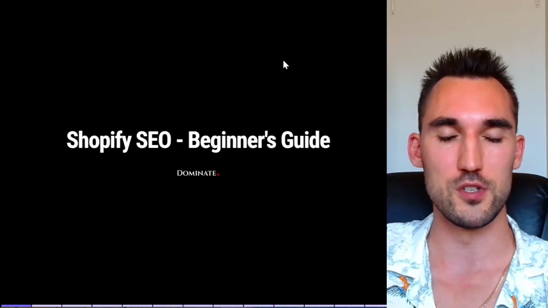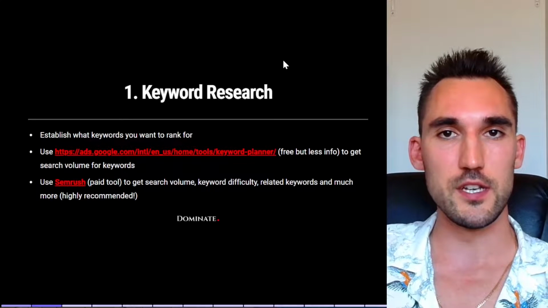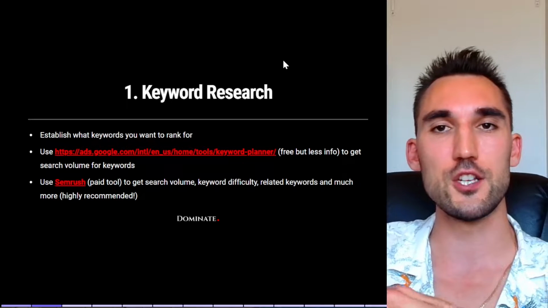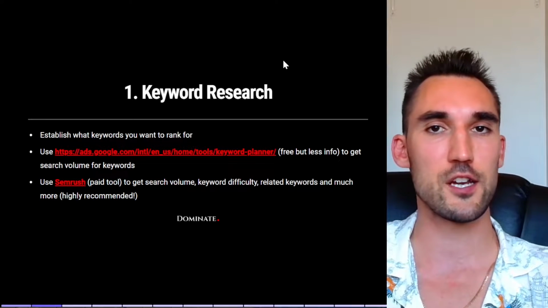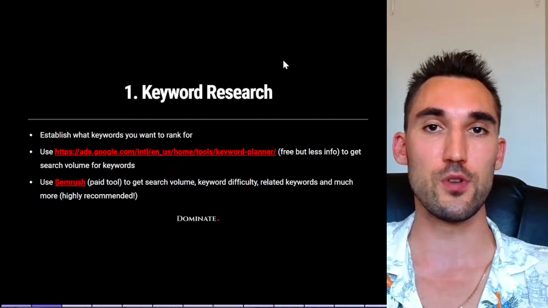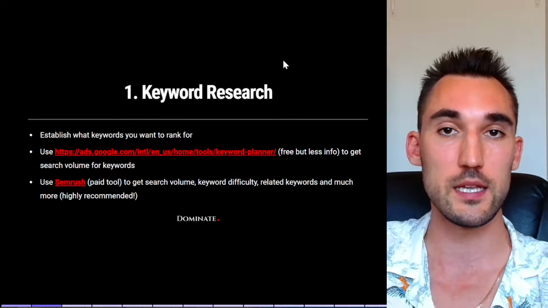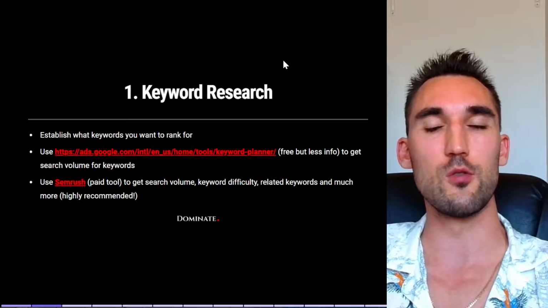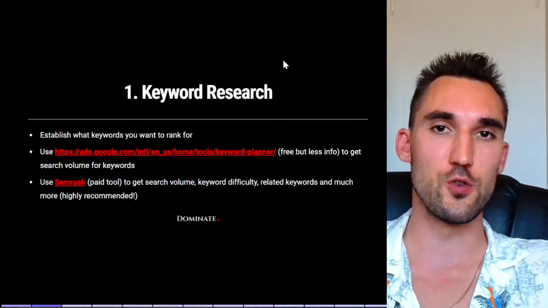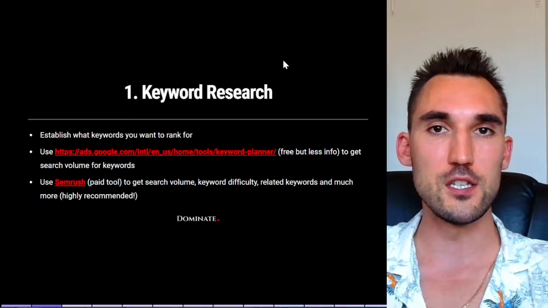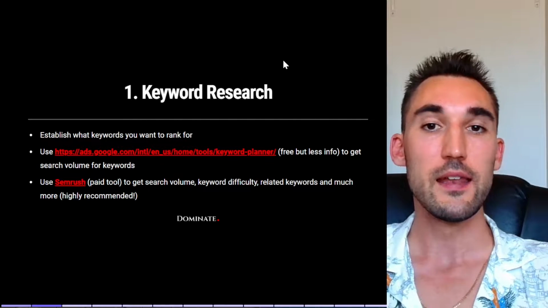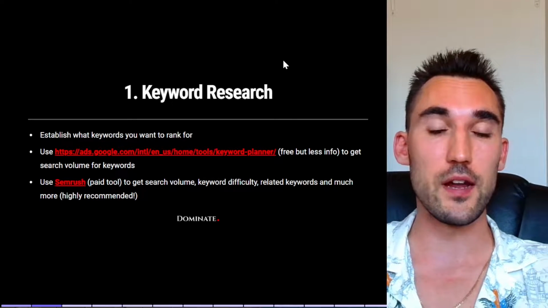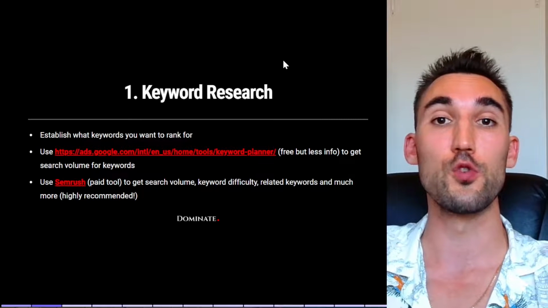First and foremost, you need to start with keyword research. Keyword research is the foundation of basically any SEO campaign. You need to figure out what keywords you're actually trying to rank for so that you can optimize your website accordingly and then start ranking for those keywords. There are two ways that you can do this. One is using a free tool in the Google Ads account, and the second is using a paid tool called SEMrush. I'm going to show you how to do both of these, but I highly recommend using SEMrush, and I'm going to show you why in a minute.